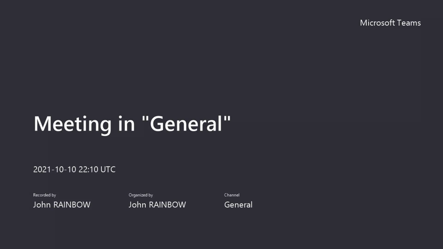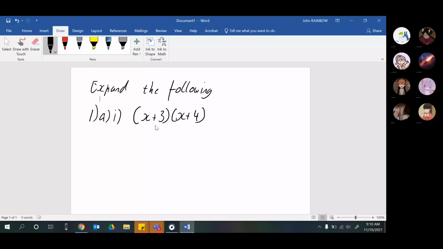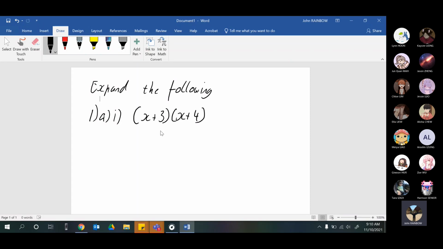Of these, basically these algebra techniques. This is a factorized form of a quadratic equation. We'll expand it. We'll see what happens. So I'm sure a lot of you guys have probably seen this before.